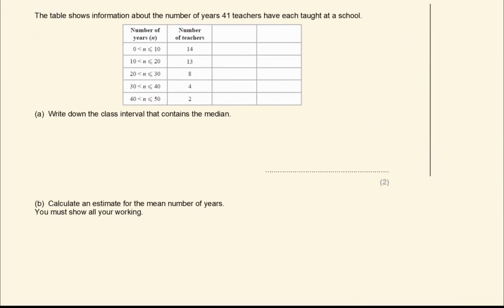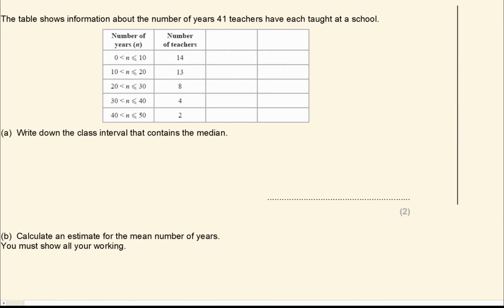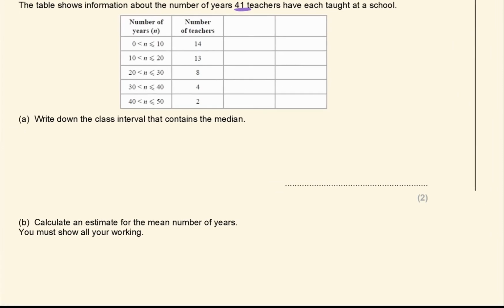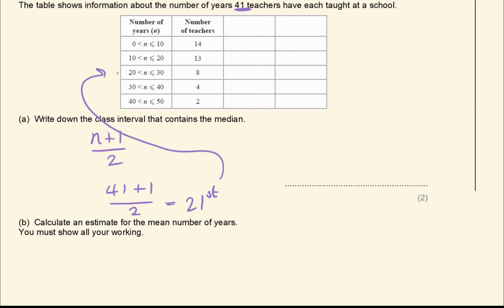Just one more example. So here we've got a table of 41 teachers. Part A, we want to find the class interval that contains the median. So the formula was n plus 1 over 2. There are 41 teachers, add 1 is 42, 42 divided by 2 is 21. So we want to find the 21st teacher, and we then want to find whereabouts in this list that guy is hiding.